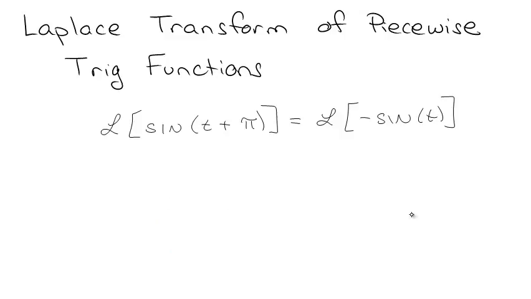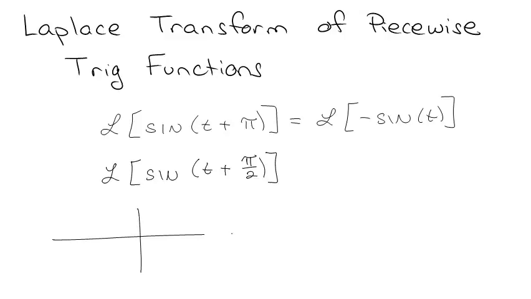So really I just wanted to take a minute and practice doing a couple of those so you get the feeling for it. So if we have sine of t plus pi over 2, you think, all right, I've got my sine function, and every pi it crosses over.